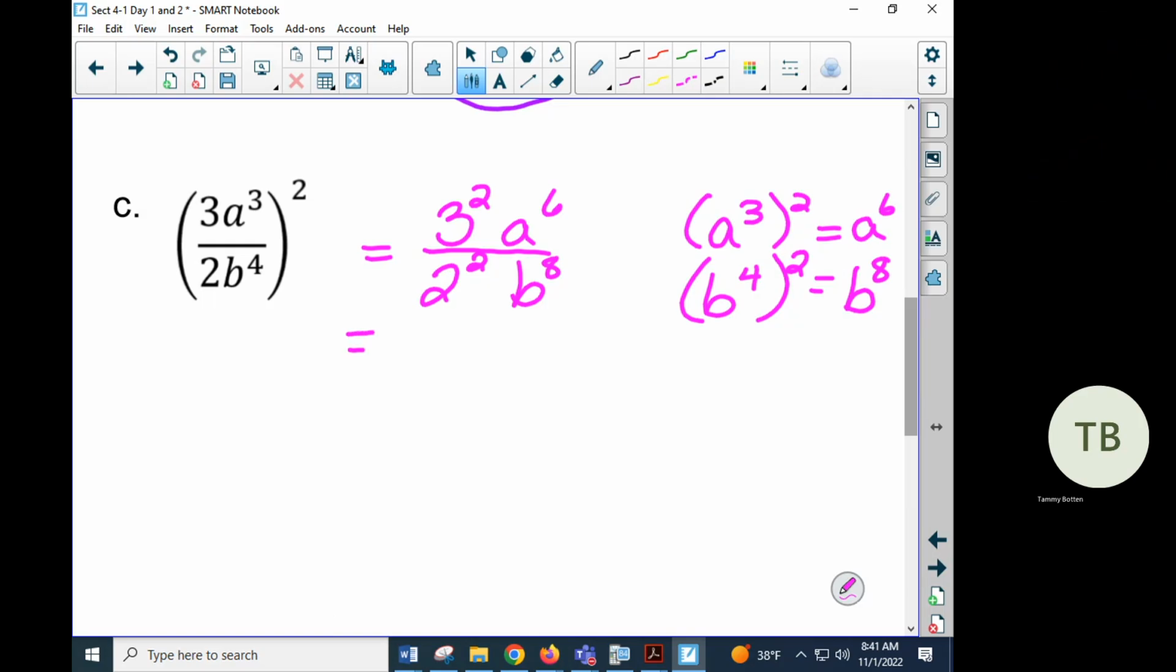Okay, now 3 squared is 9. 2 squared is 4. And 9 over 4 is reduced. You can't simplify that. We have A's on top and B's on the bottom, so we can't simplify that. So this is my answer.